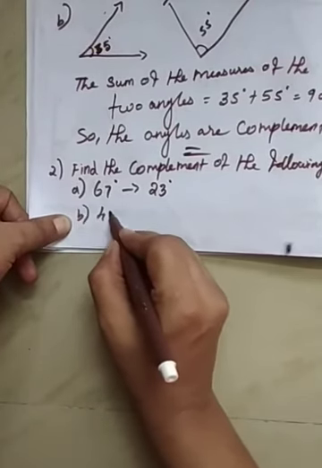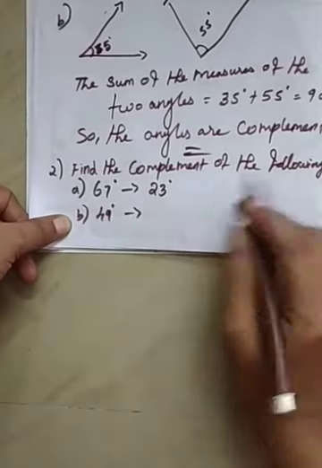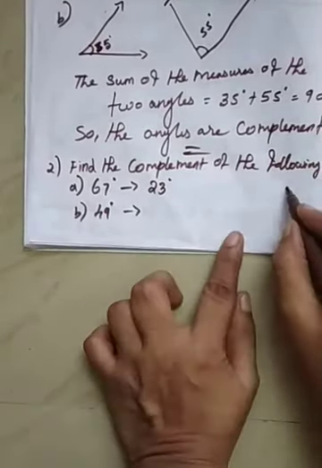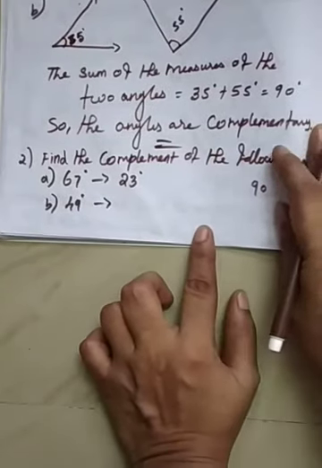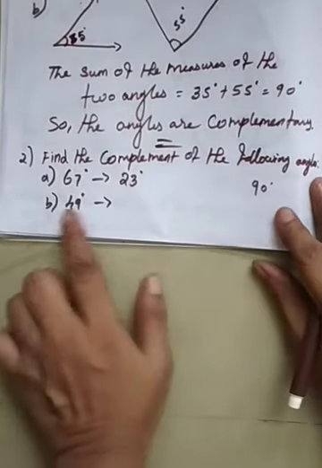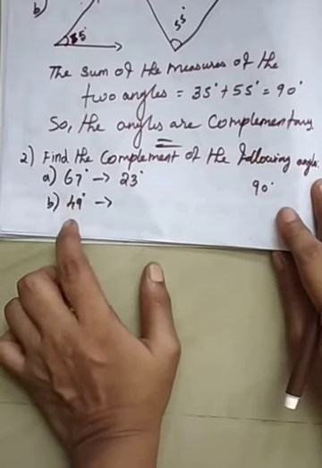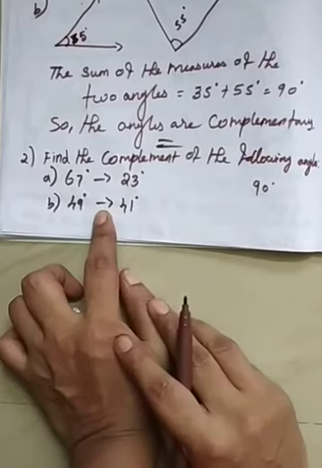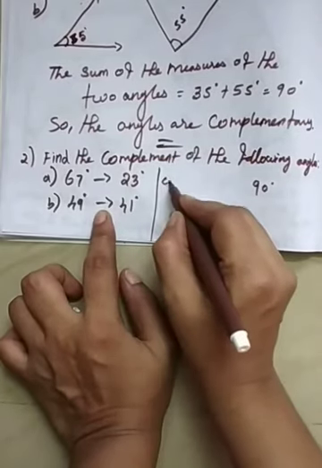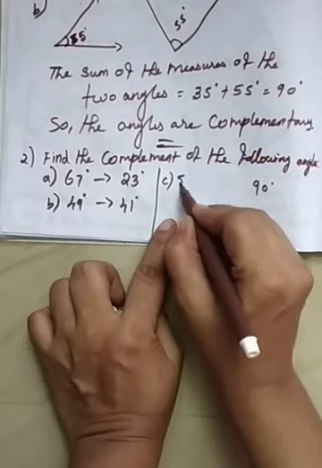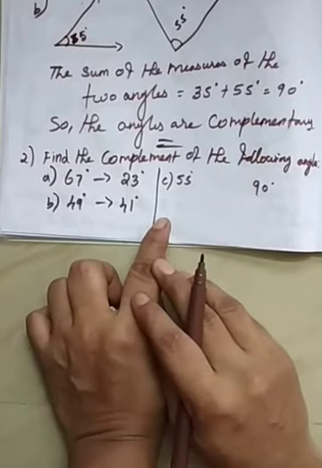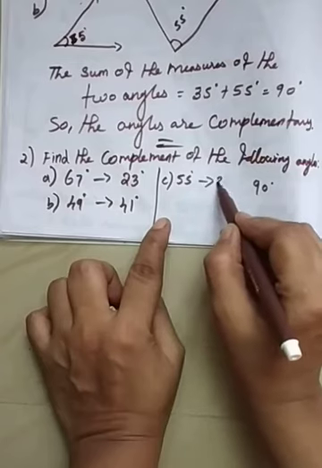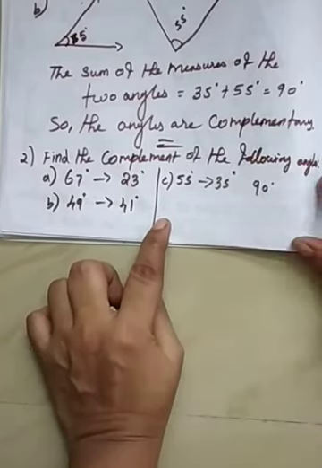49 degree. What is the another angle? You need complementary, means you add both angles and you will get 90 degree. The one angle is 49. What is the another angle? 41 degree. Clear, everybody? Now see the next one. 55 degree. The one angle is 55 degree. What is the another angle? 35 degree. Everybody clear?